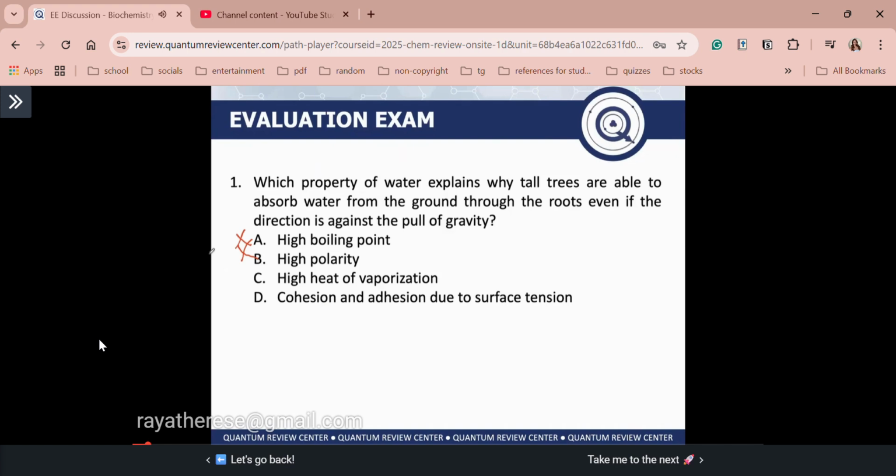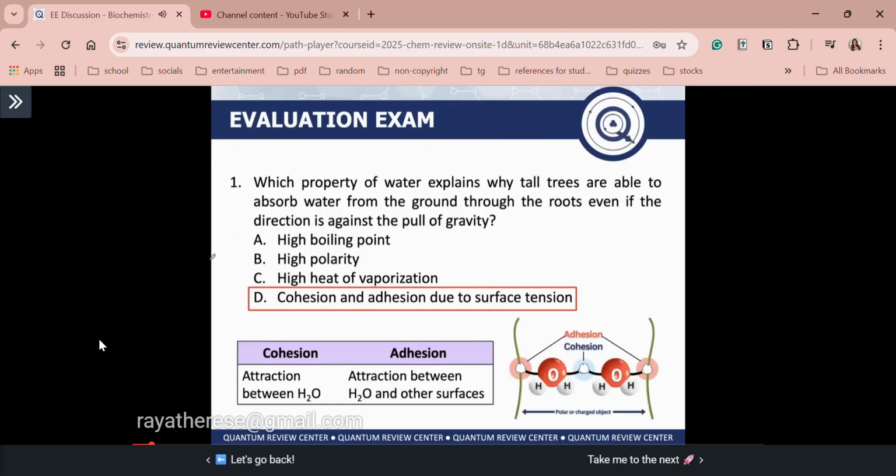Letter C, high heat of vaporization. Class, see, high heat of vaporization is not the answer, okay? This is actually for the transpiration process of our plants. So obviously, our answer for number 1 is letter D, okay? Remember, I repeatedly emphasized this during our discussion, right? For cohesion, that's your surface tension.